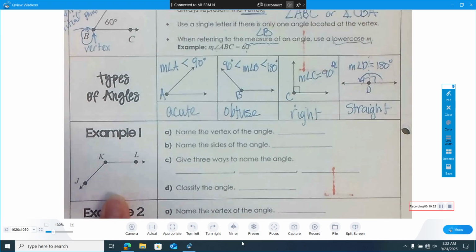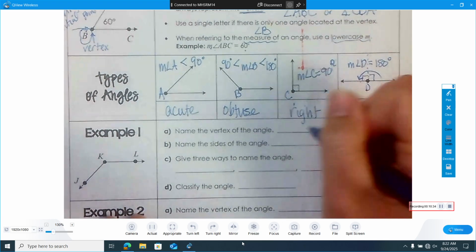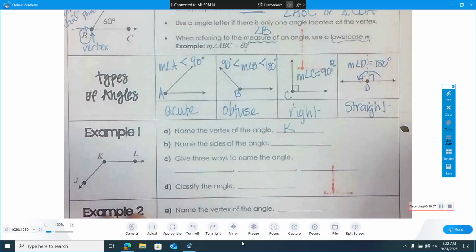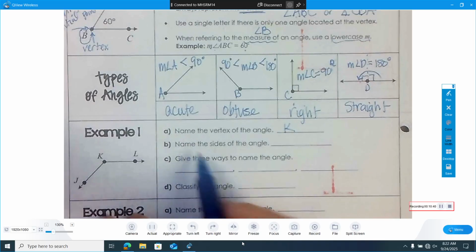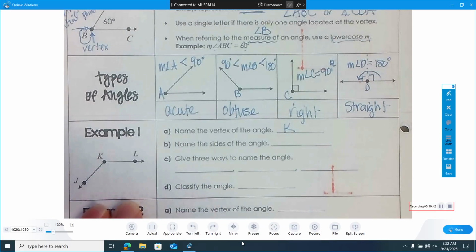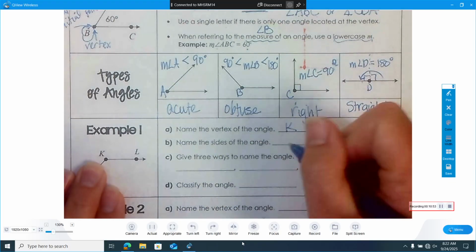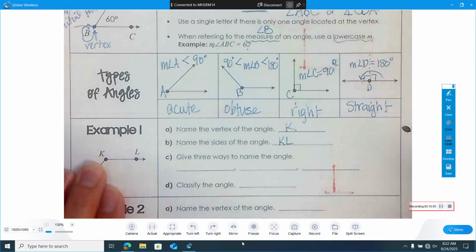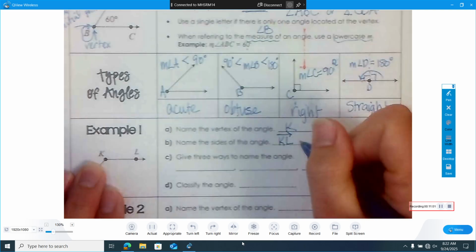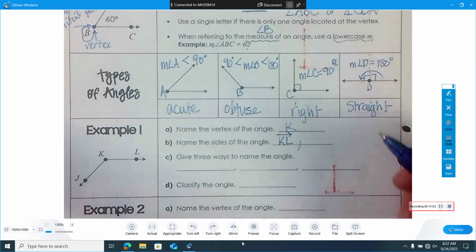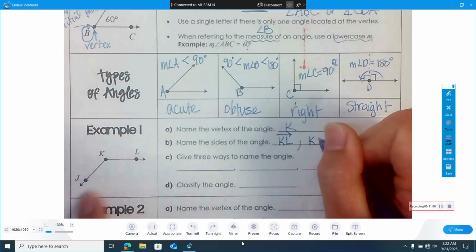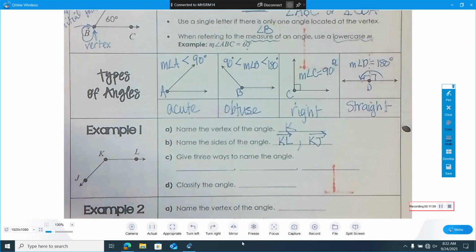Using this picture, name the vertex of the angle. K is the vertex, capital letter, please. Name the sides of the angle. So there are 2 sides. What would we call that one? And what's the symbol on top? Arrow. So it starts at K, passes through L, and we have a ray on top. That is ray KL. And what's the other ray? KJ. Starts at K, passes through J, arrow to the right, always, always.